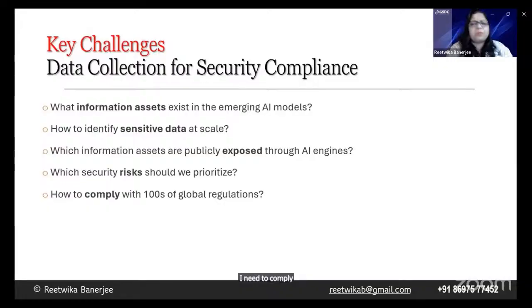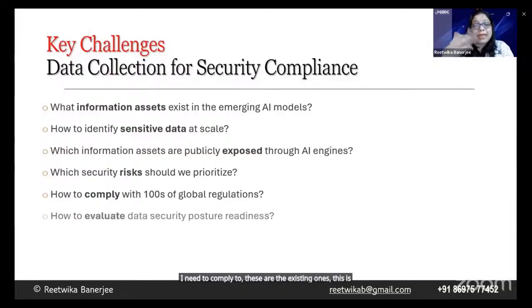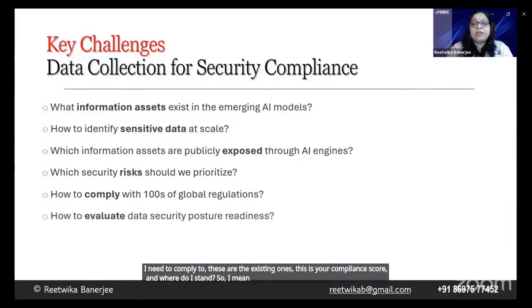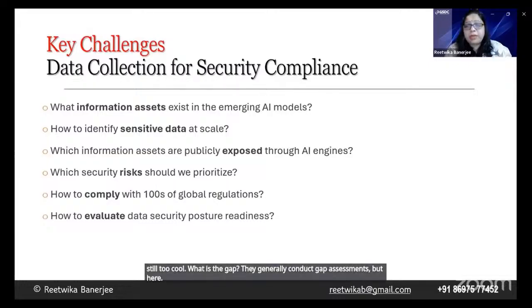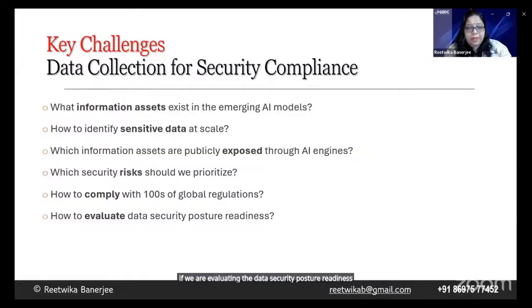These are the existing ones. This is a compliance score, and this is where I stand, with complete visibility around this. What is the compliance status we have? And how do we evaluate the posture readiness? If we are ready, how ready are we, and how much is still to go? What is the gap? We generally conduct gap assessments, but if we are evaluating data security posture readiness, how do we conduct that?